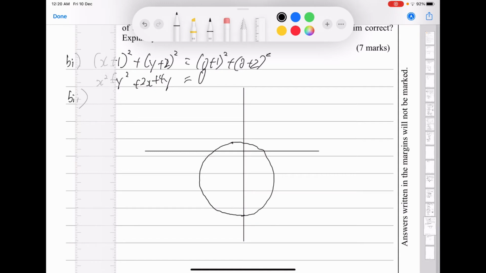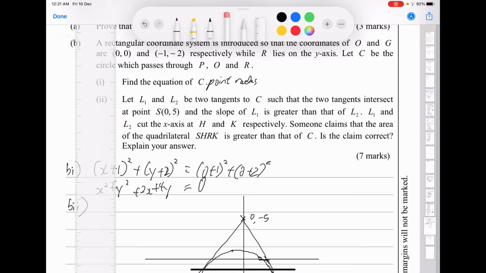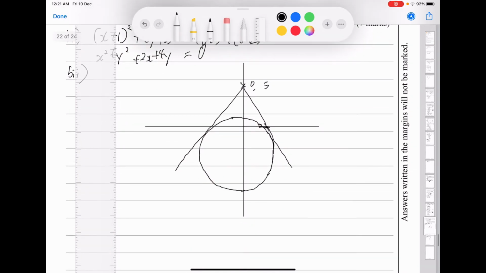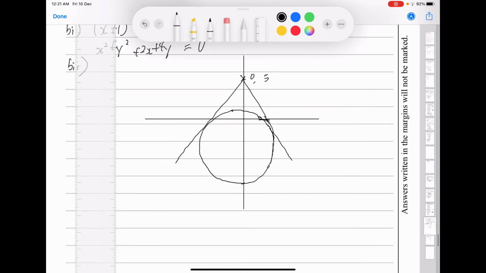So this point up here could be, it's actually, this point up here is S, which is (0, 5). And the point below is R. Okay.